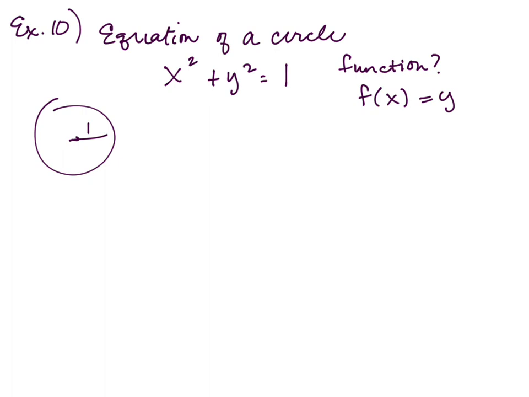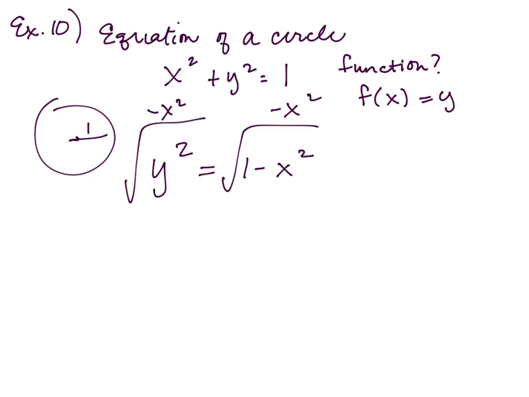Subtract the 1. Oh, wait, no. Subtract the x. So subtract the x squared. I'm with you. And then just square root it. Okay, so y squared equals 1 minus x squared. I like it. And then he said square root it. So y is equal to the square root of 1 minus x squared. And that looks pretty dandy.